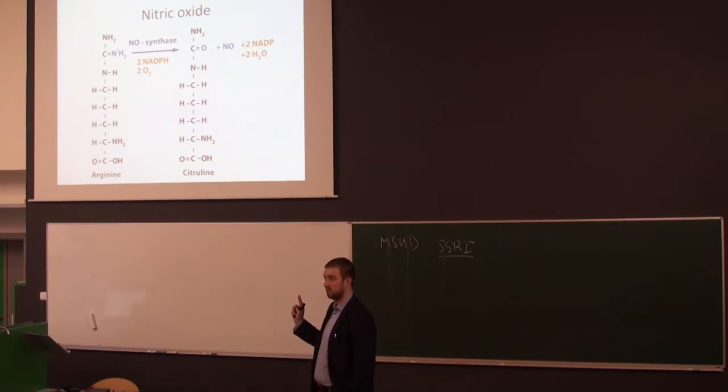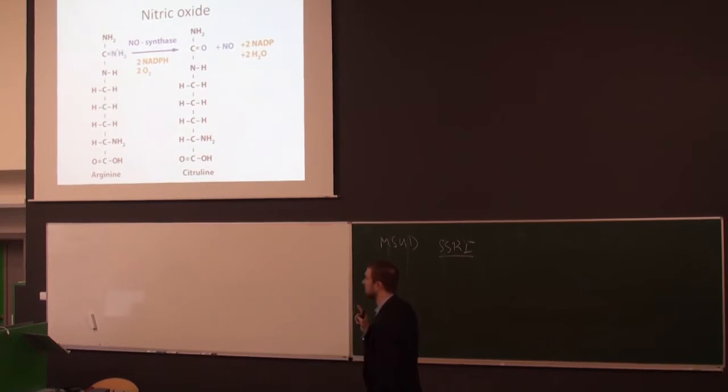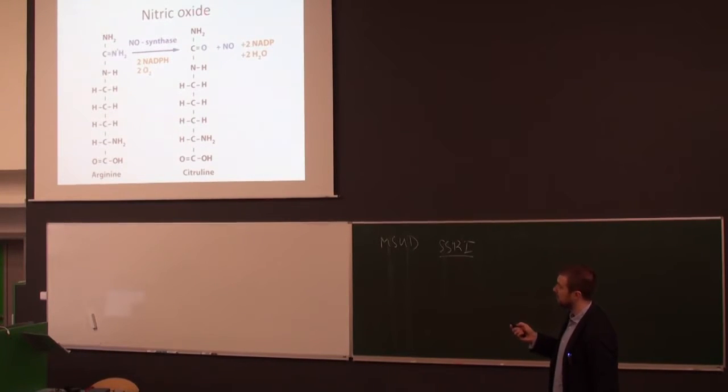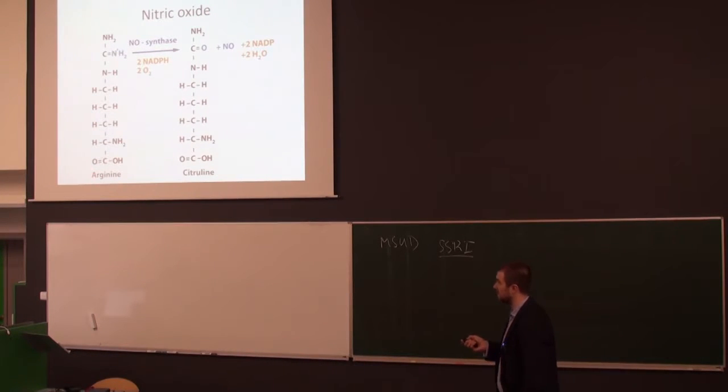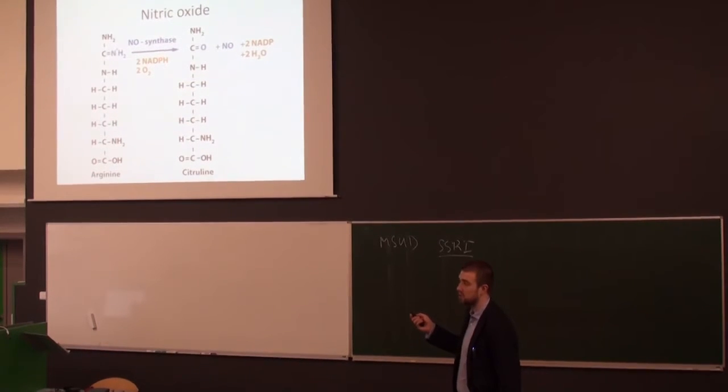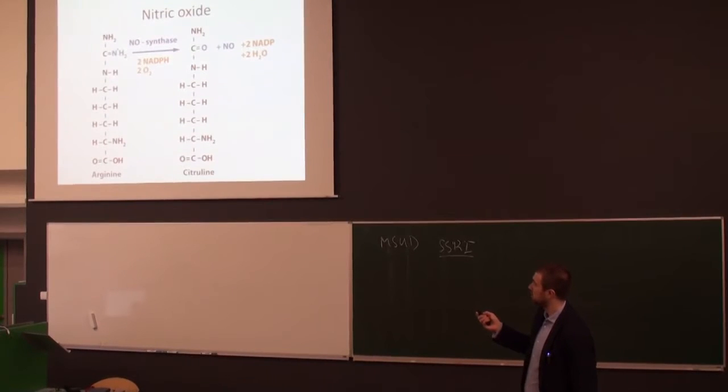Now it's not a biogenic amine, but it's a small molecule called nitric oxide. Nitric oxide is produced from the amino acid arginine, which is converted by an enzyme called NO synthase to citrulline. And as you know from the previous lecture, the difference between citrulline and arginine is quite small, only here. And if you combine the enzyme with oxygen and reduced NADPH, you here have nitric oxide produced.